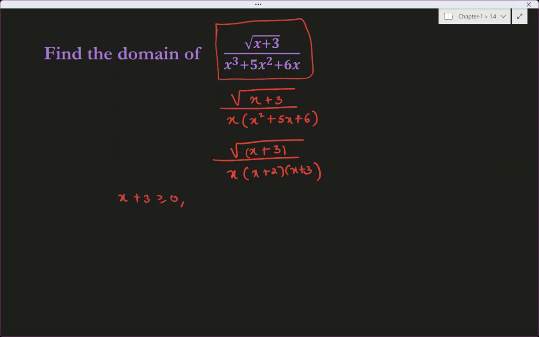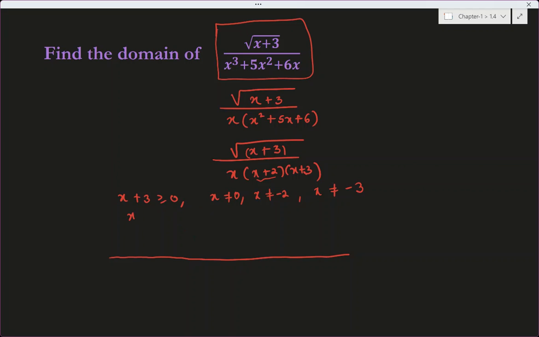Also, we will try to avoid having 0 at the denominator. So definitely we don't want x to be 0. And also, we will avoid x being minus 2. And also, we avoid x being minus 3. So these are the restrictions that we're going to work with. We want to remove all of this now from, let's say, a number line. So let's just go and have a sketch.